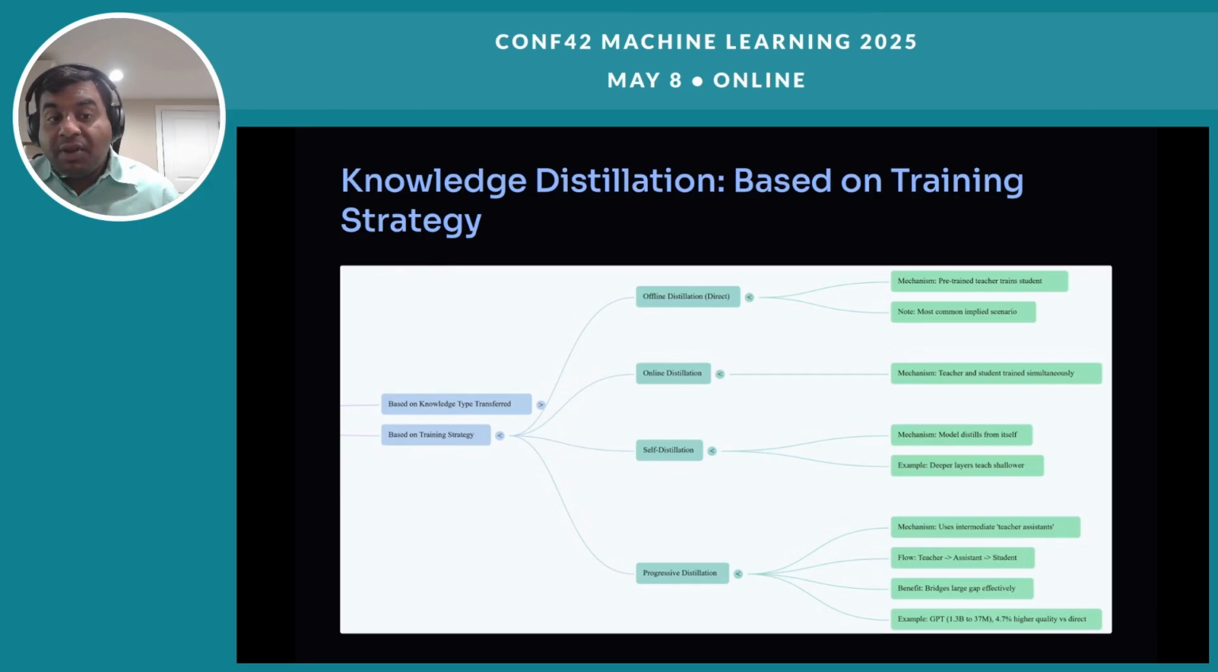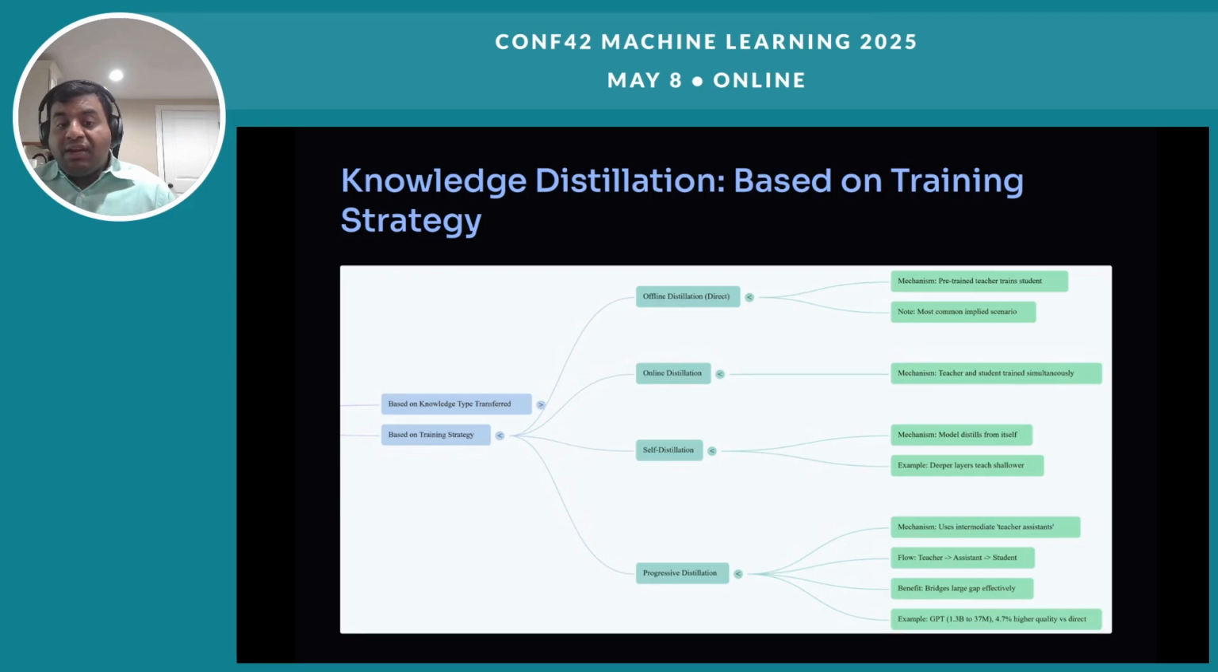Then there is online distillation. Here, the teacher and student models are trained simultaneously. They learn together, potentially influencing each other, which can sometimes lead to better results than the sequential offline train approach.